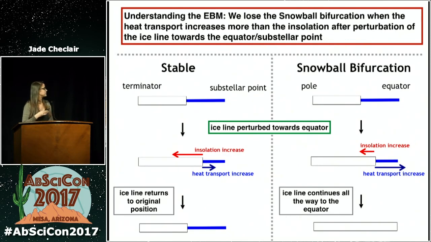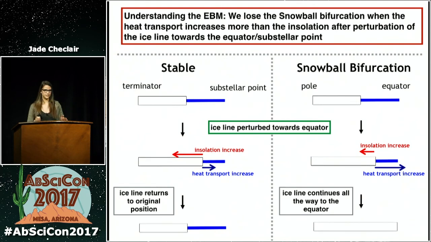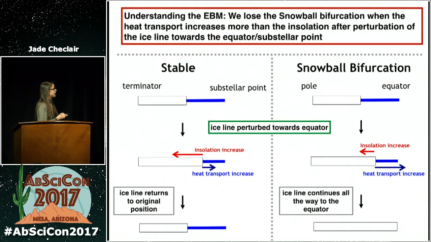Okay, so this slide explains what's happening in the EBM. But before looking at it, ultimately what you need to know is that whether or not the planet goes through the bifurcation depends on the insolation shape. So let's first look at the case on the right, where the planet does go through the bifurcation. We have the ice line somewhere between the pole and the equator, and we perturb it slightly towards the equator.